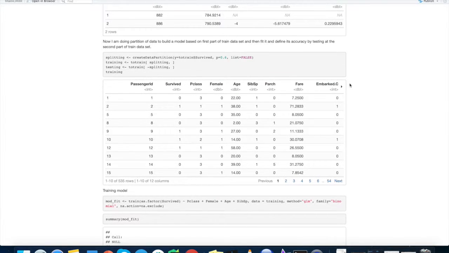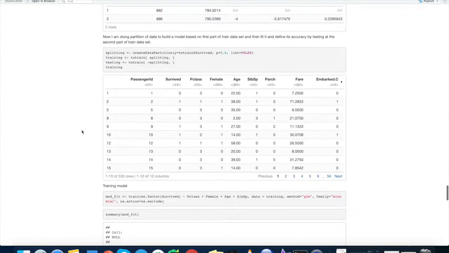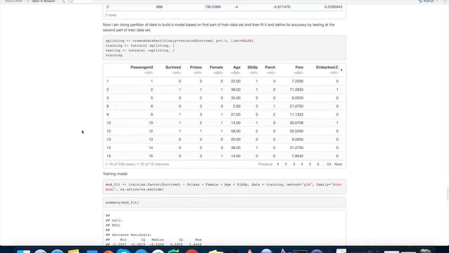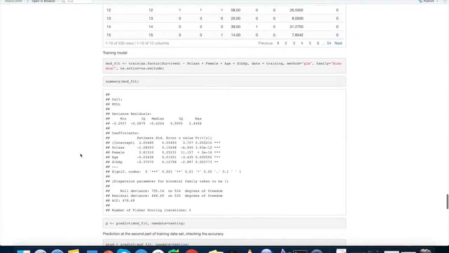Now I am partitioning the data to build a model based on the first part of the training dataset and then fit it and define its accuracy by testing on the second part of the training dataset. It can be said that this is a rehearsal before full testing of the model and an attempt to predict, but now we still use the training dataset because here, unlike the test dataset, there is a column with information on whether the passenger survived or not. That is, we can compare the accuracy of the forecast with real data. You can see that we have got estimates with the same plus and minus signs as before.